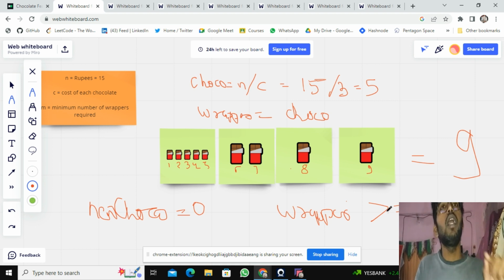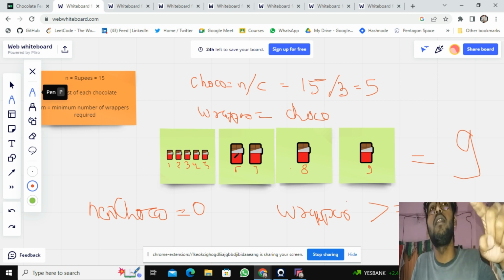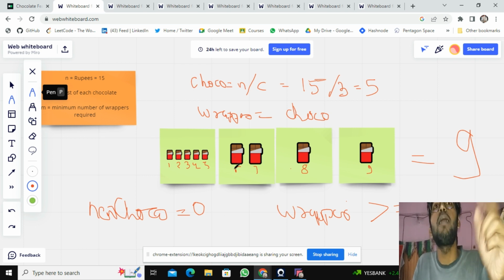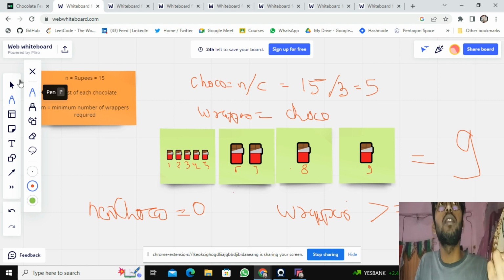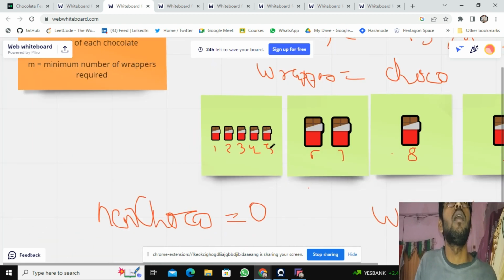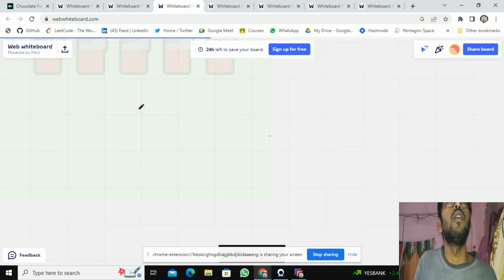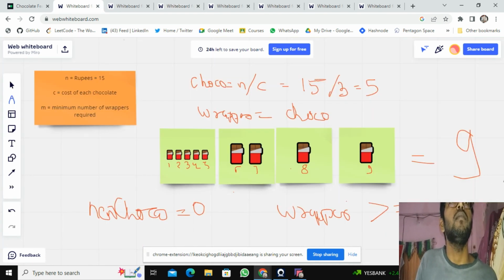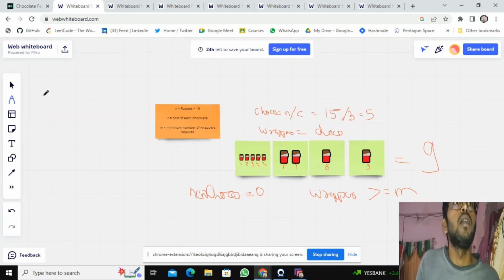Now, how would I get new chocolates? When I return the wrappers back. And how many wrappers? When we return 2 wrappers, I will get 1 chocolate. So whatever wrappers I do have, I divide them by M.